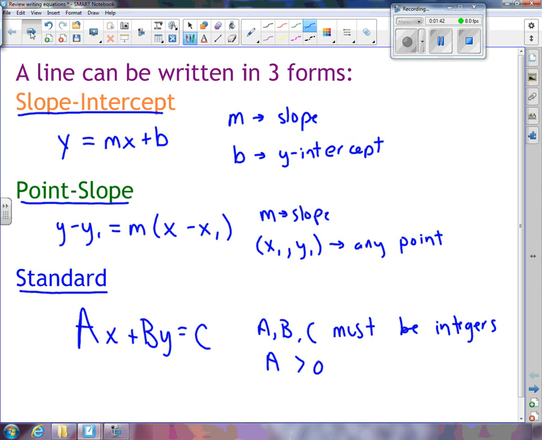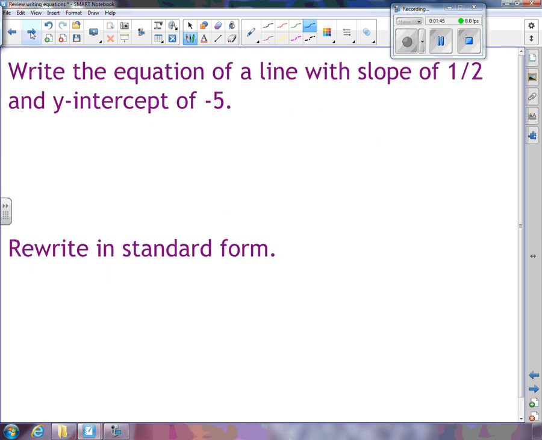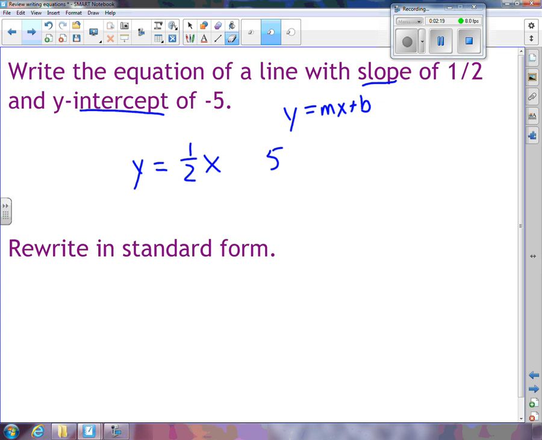So let's try an example. Let's try to write the equation of a line that has a slope of 1/2 and a y-intercept of -5. So now if I'm given the slope and a y-intercept, it's easy to write the equation of a line in slope-intercept form. So that was the first way that we talked about, y equals mx plus b. Because I have the slope and the intercept, all I have to do is plug it in. My slope is 1/2, and my y-intercept is -5. If you prefer to write this as just -5, I think that that's better, but I'll accept plus -5 as well.